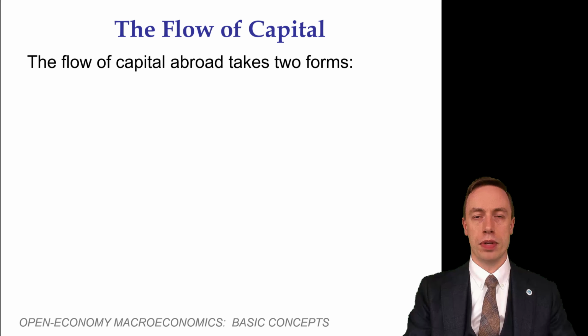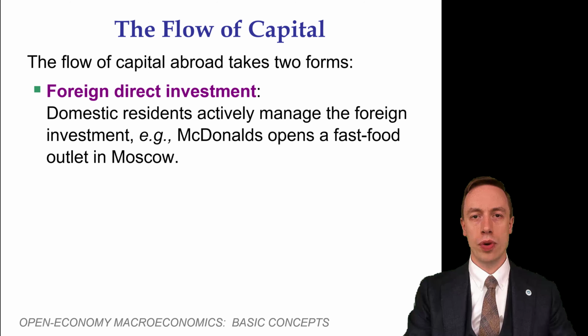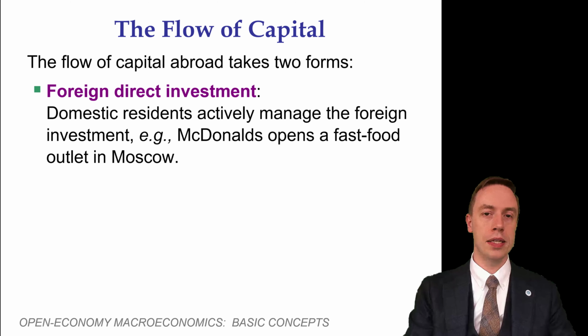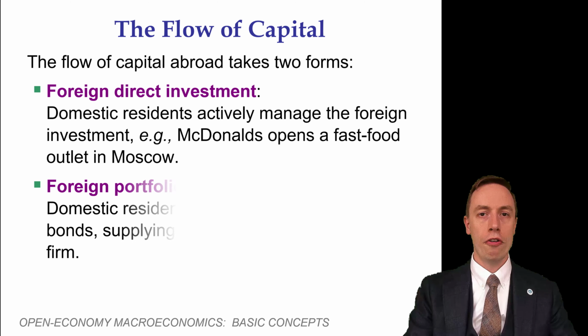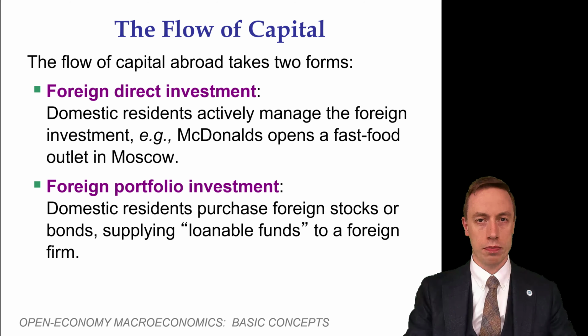Foreign direct investment refers to a situation where the foreign resident has direct operational control of the asset. For example, if McDonald's opens a franchise in Moscow, they decide how it's run. Or if you have that apartment in London, you decide if the shades are open or closed and who gets to sleep there. Foreign portfolio investment is also a capital flow, but without the direct control.